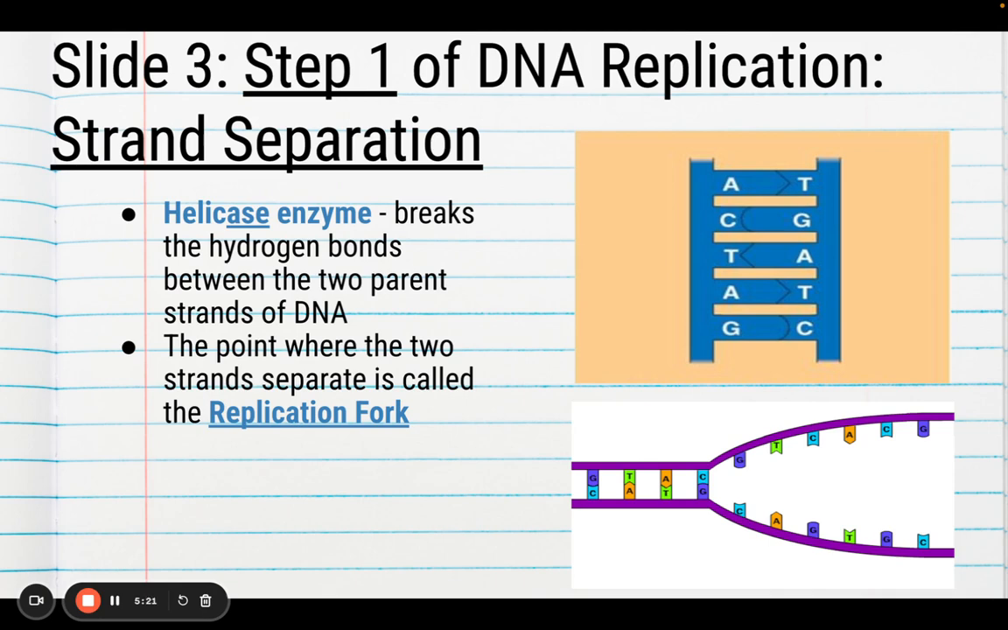Helicase is an enzyme, remember, a protein with a specific function, and it ends with ase, so that's how you know it's an enzyme. It breaks these hydrogen bonds between the 2 parent strands of DNA almost like a zipper would work. The point where these 2 strands separate from each other is called the replication fork. So you can see at the replication fork, these bases are exposed so that new nucleotides can be added to complement them.